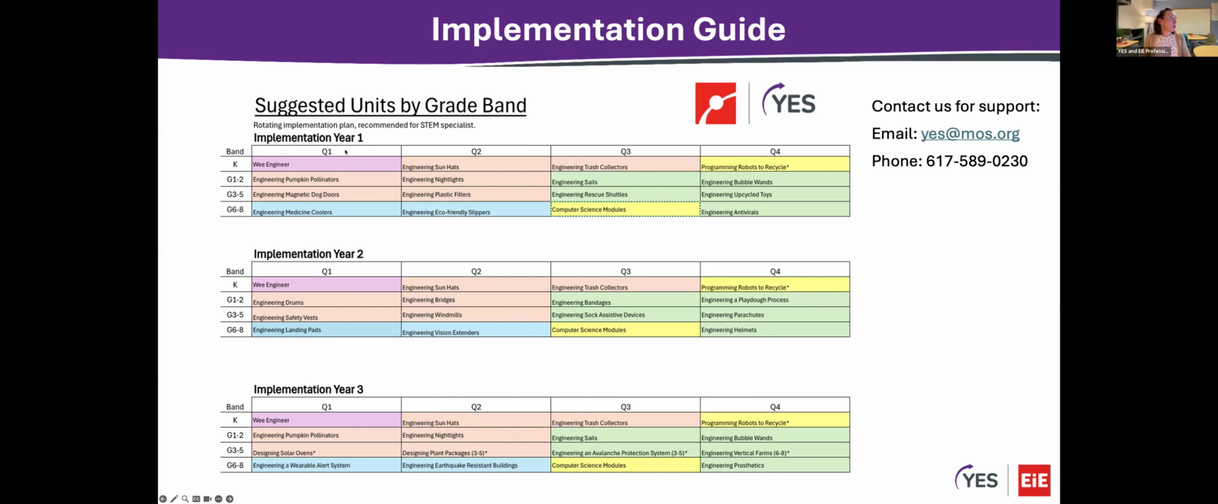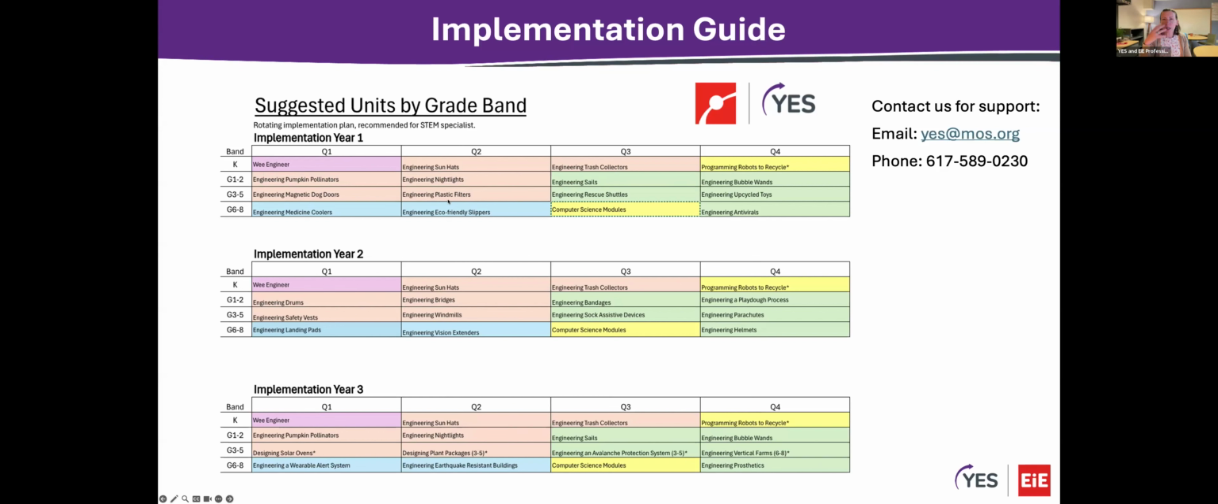We would say in quarter 1, you would group grades 1 and 2 together, and both grades 1 and 2 would do pumpkin pollinators. And then in the second quarter, both grades 1 and 2 would do nightlights. But then the next year, we're not going to repeat those units. We're going to do different units in the next year.